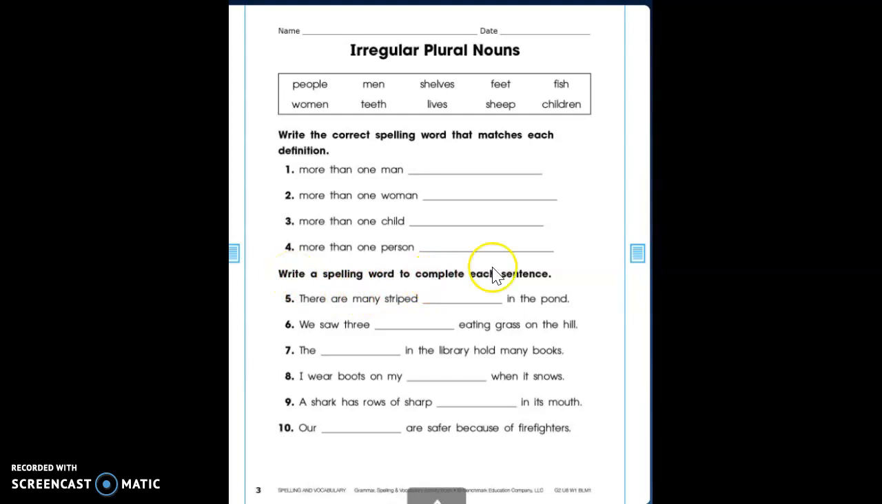Here you will write the spelling word to complete each sentence to make a sentence true. So just read the sentence, put the spelling word on top that makes the sentence true.